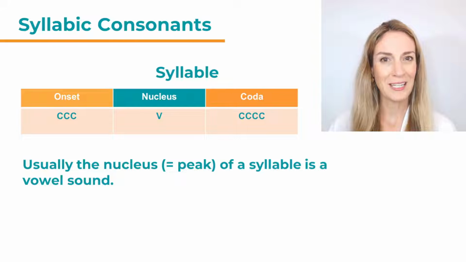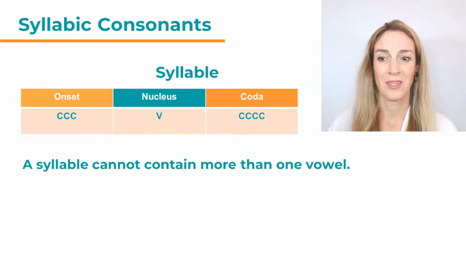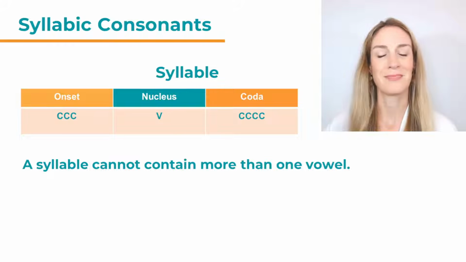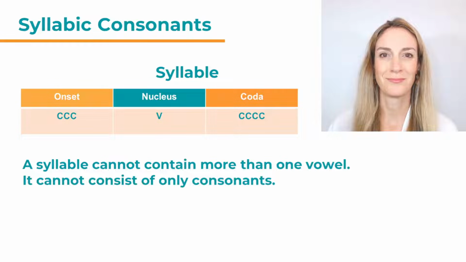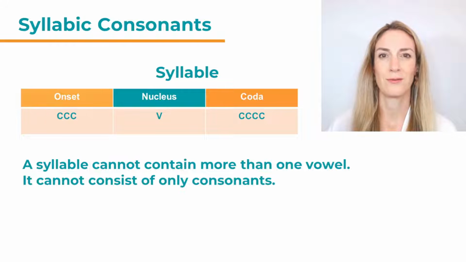So usually the nucleus, the peak of a syllable, is a vowel sound. A syllable cannot contain more than one vowel sound. It's exactly one. This is one of the rules. If there's another vowel sound, that's a new syllable. It cannot consist of only consonant sounds, so you have to have one vowel sound in there.